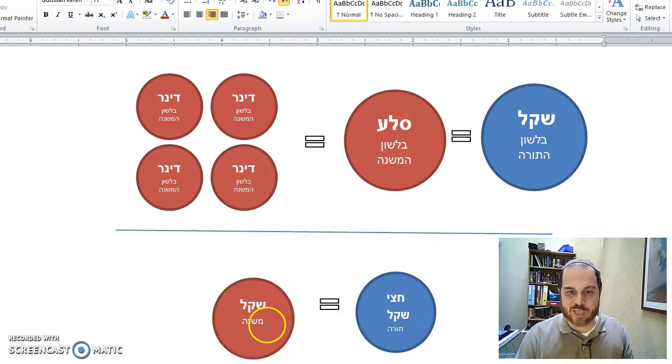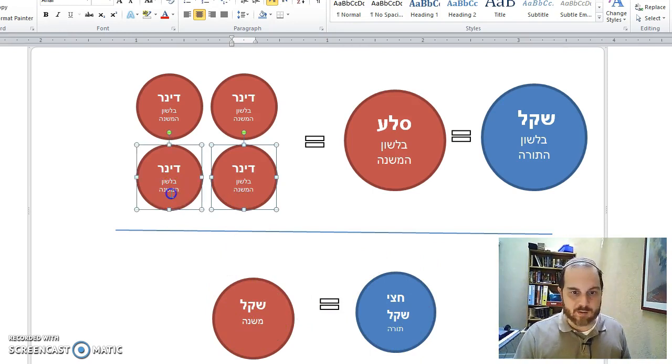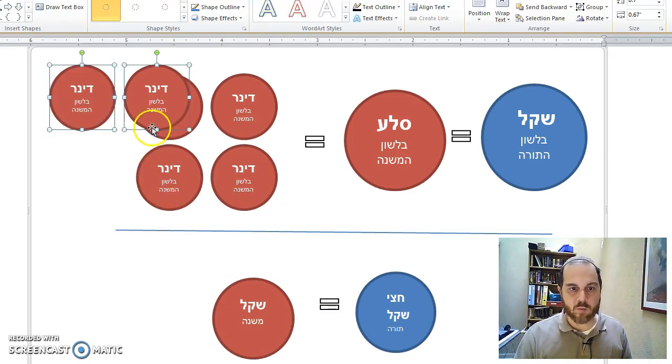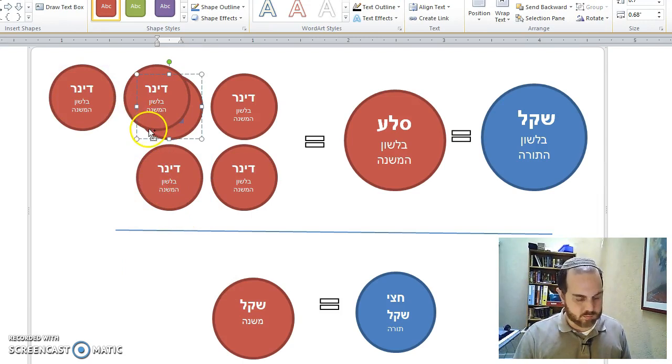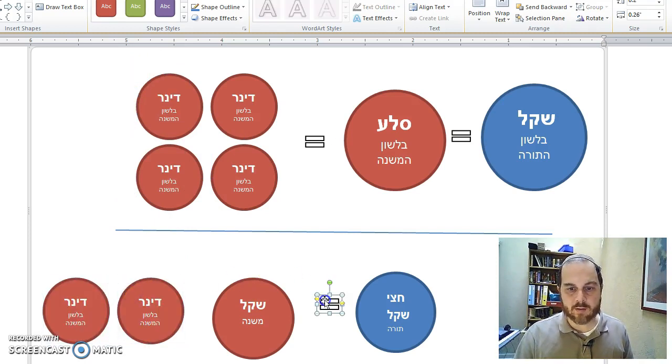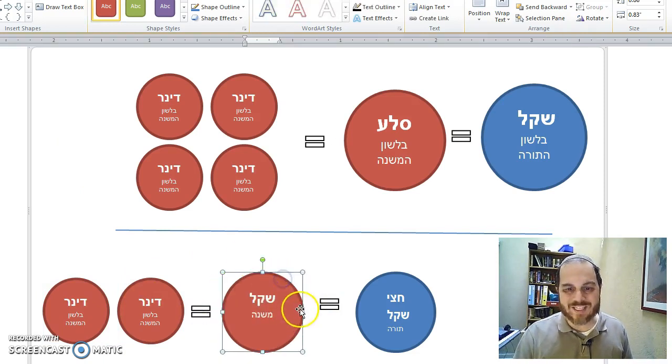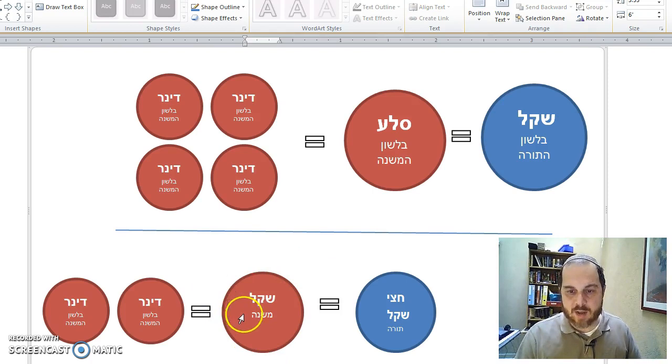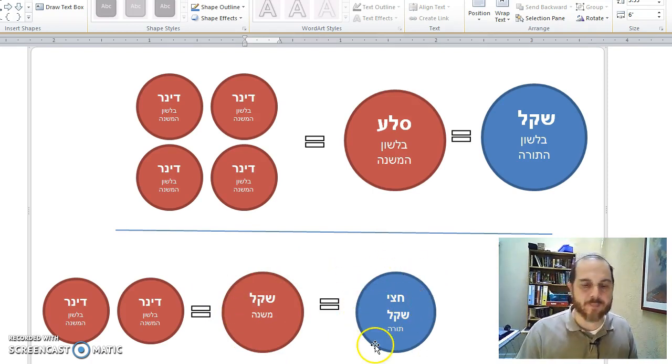So half a shekel, chatzi shekel, in the times of the Torah was called a shekel. So 1 shekel was equal to 2 dinar. So 1 shekel in the times of the Mishnah is really the half shekel in the times of the Torah.